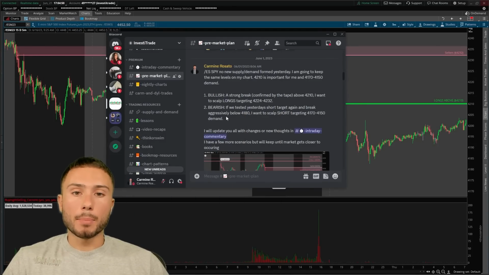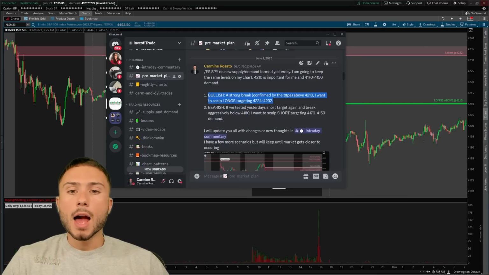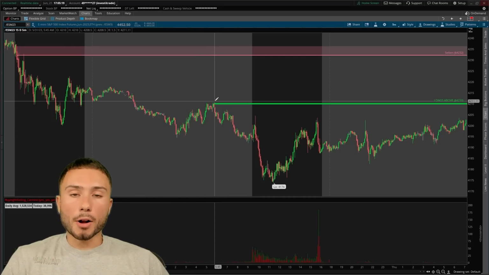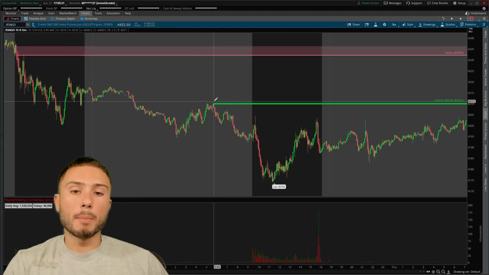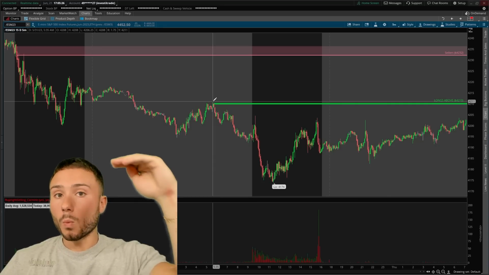So going over the pre-market plan on this day, let's look at the bullish scenario, where we were watching a breakout above 4210, which is this green line on my charts over here. If we can break out long above that, confirmed by the tape, I want to scalp long, targeting 4224 to 4232, which is that same level that I just went over with that large seller. Essentially now, what I'm doing is marking resistance points: if the market could get above X level, then there's nothing stopping a rally to hit Y level.